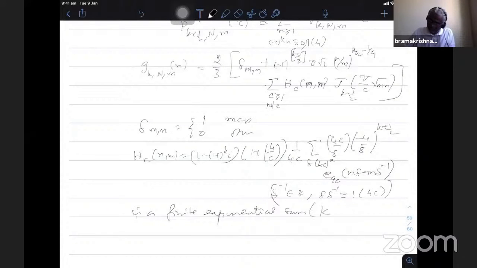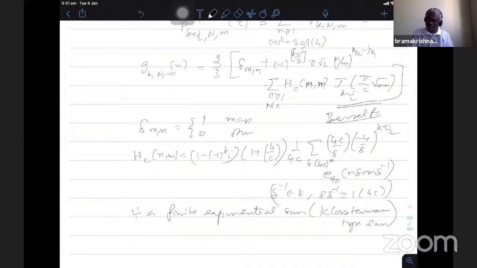It is like a Kloosterman type sum. And again J is the Bessel function. This is again a Bessel function of order k minus r. So now we have these two Fourier expansions.